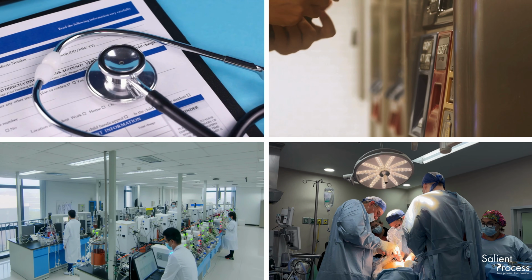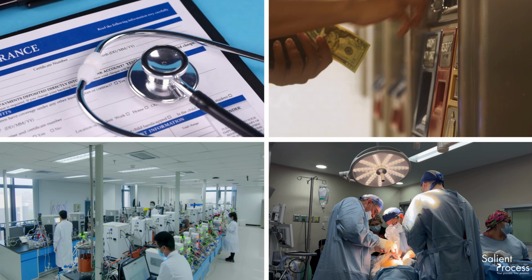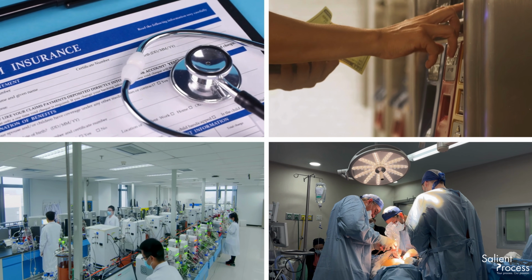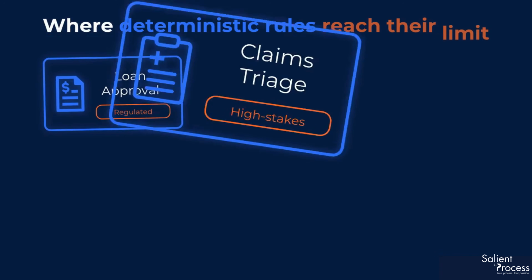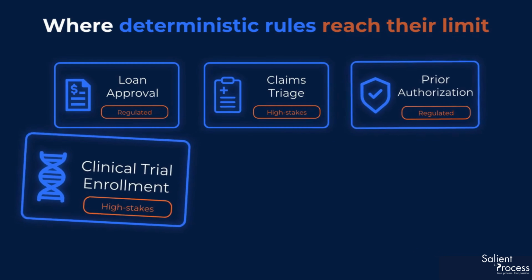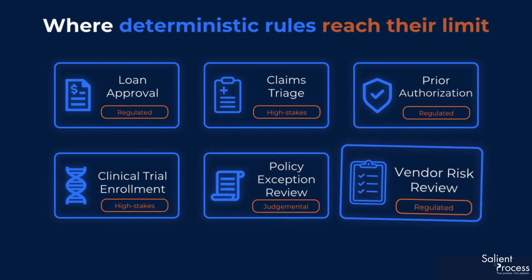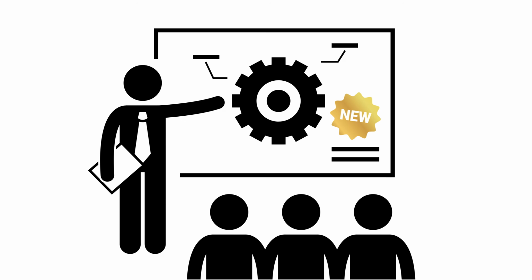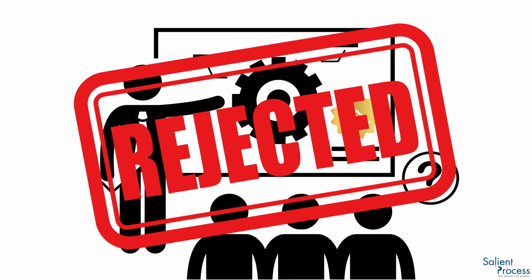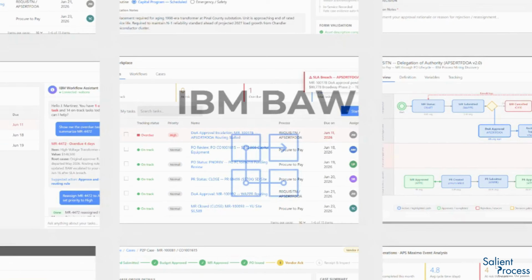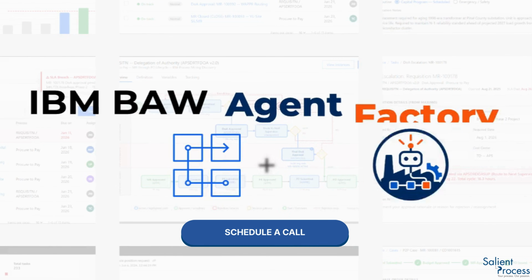We've seen this succeed across insurance, financial services, life sciences, and healthcare. Wherever workflows are regulated, decisions are high stakes, and deterministic rules alone aren't enough. You don't need a new AI automation platform. You already have one. It's inside IBM BAW plus Agent Factory by Salient Process.